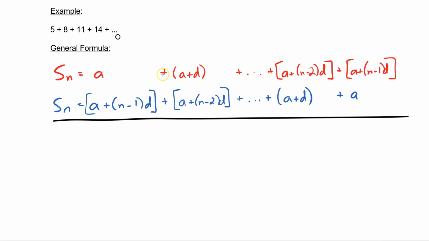We'll be adding to that the next term, term number 2, which is a plus d because we add the common difference once. The next term would be a plus 2d because we add the common difference twice, and so on. Now the last two terms will look like a plus n minus 2 times d, and then a plus n minus 1 times d is the final term. That's our general formula for an arithmetic sequence, the final term.